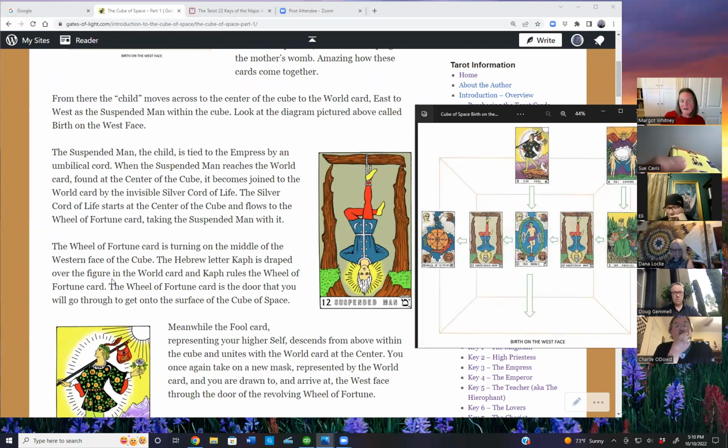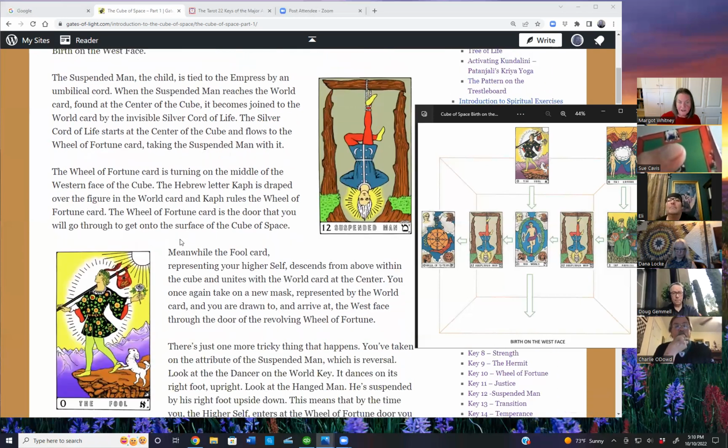The suspended man, the child, is tied to the empress by an umbilical cord. When the suspended man reaches the world card found at the center of the cube, it becomes joined to the world card by the invisible silver cord of life. The silver cord of life starts at the center of the cube and flows to the Wheel of Fortune card, taking the suspended man with it. So now we're traveling from the center and we're heading out over here to the Wheel of Fortune. The Wheel of Fortune card is turning on the middle of the western face of the cube, spinning there.